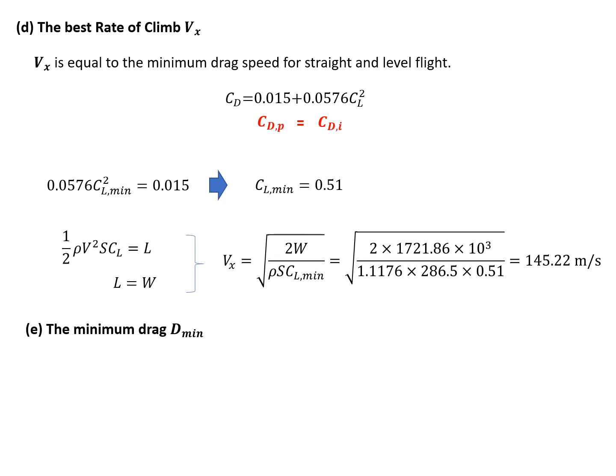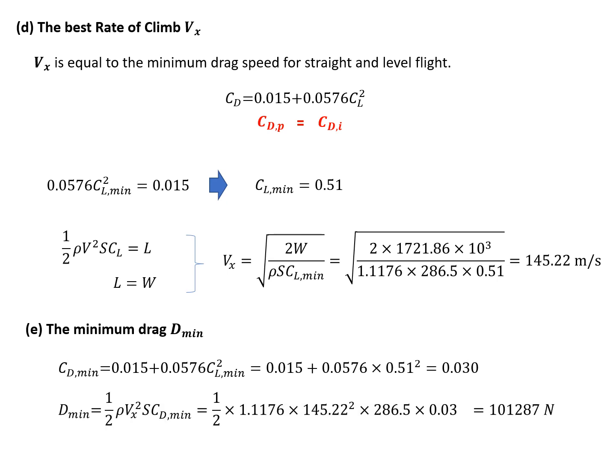And the fifth question is the minimum drag. And so we have the drag polar, we have the CL minimum, and then we can have the CD minimum just using the drag polar, which is 0.03. And then we just calculate the drag based on the definition of CD. So we have half rho v square times S times CD minimum. And remember, because the minimum drag happens when the aircraft is flying at Vx, and eventually we have the minimum drag calculated.